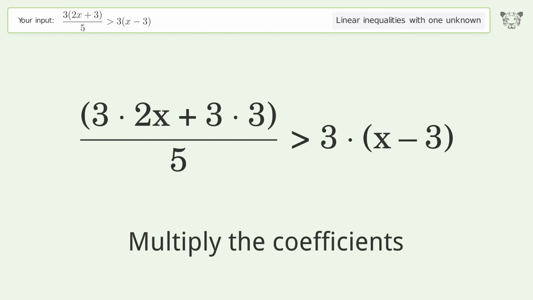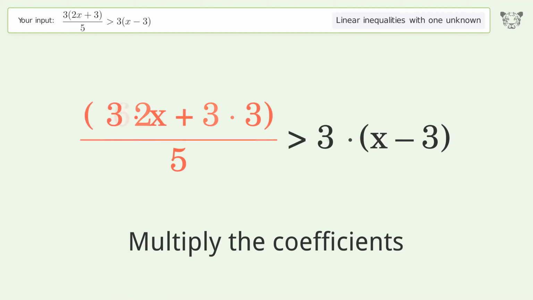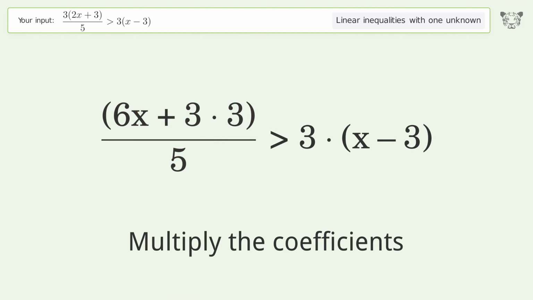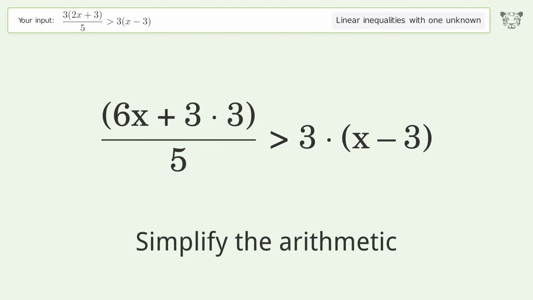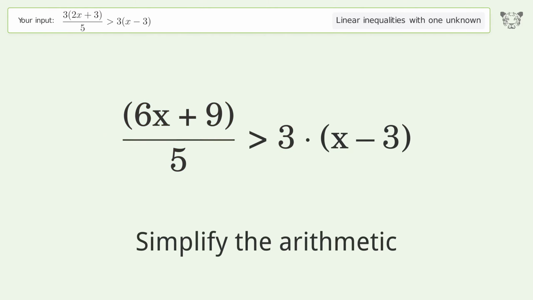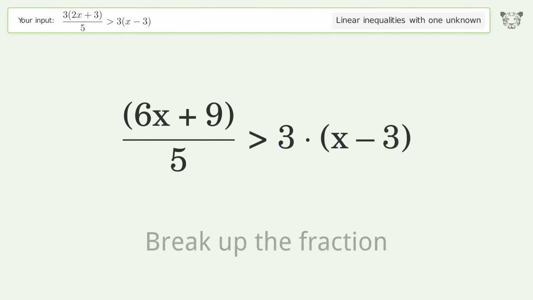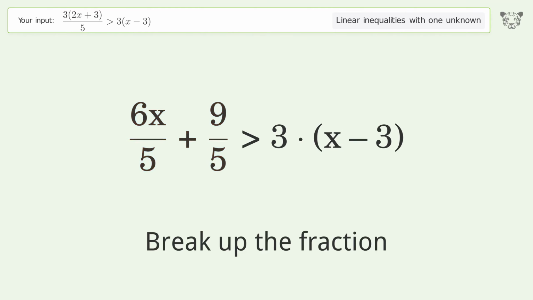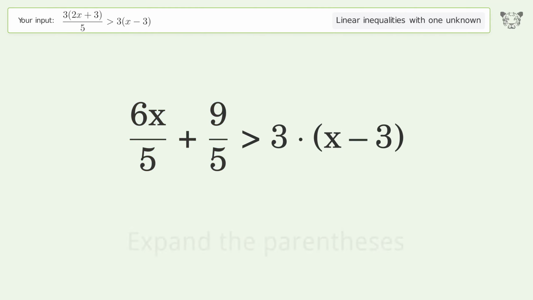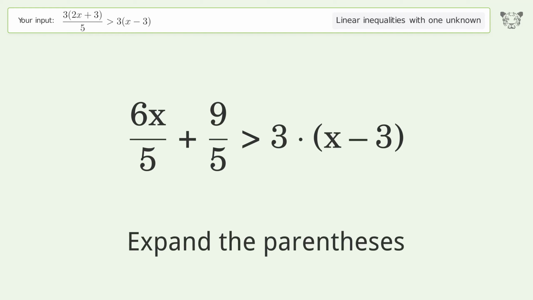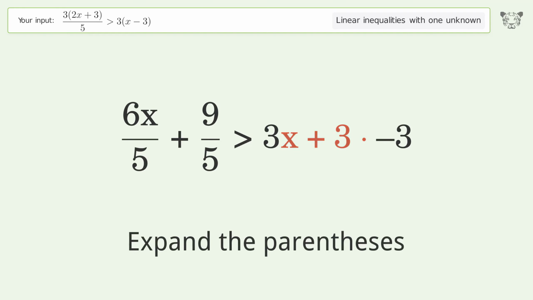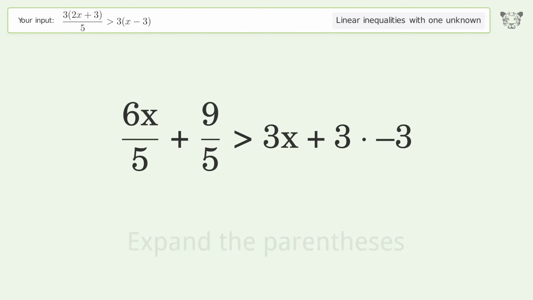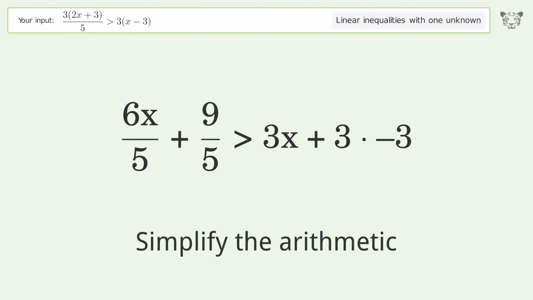Multiply the coefficients. Simplify the arithmetic. Break up the fraction. Expand the parentheses. Simplify the arithmetic.